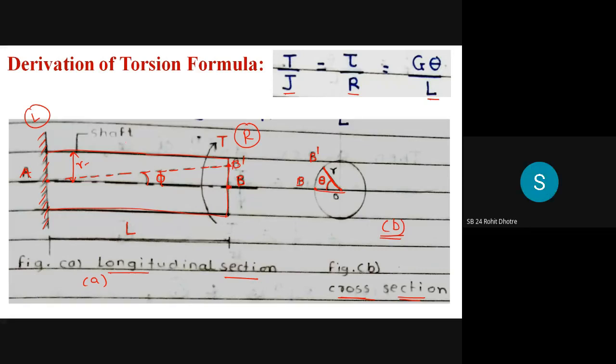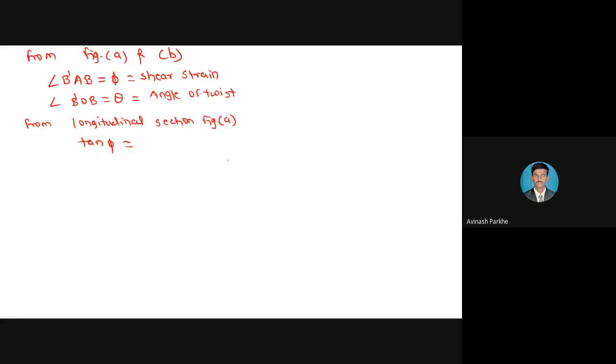BB dash divided by AB. But what is the formula? Opposite side upon hypotenuse or opposite side upon adjacent side? Yes, opposite side upon adjacent side. Tan phi is equal to opposite side upon adjacent side, and if the phi angle is present in figure A, what is the opposite side of phi? That is BB dash. What is the adjacent side? AB. AB dash represents the hypotenuse.